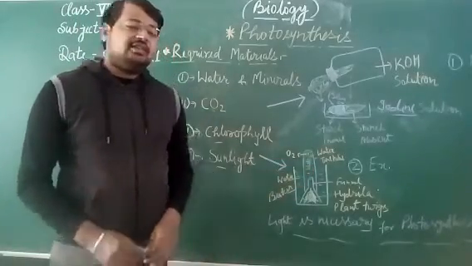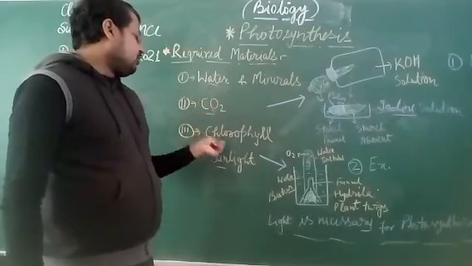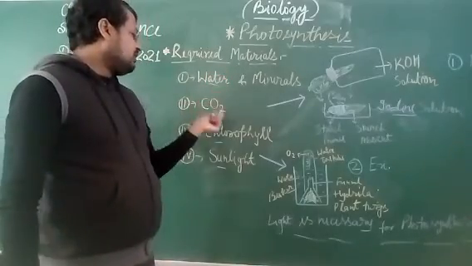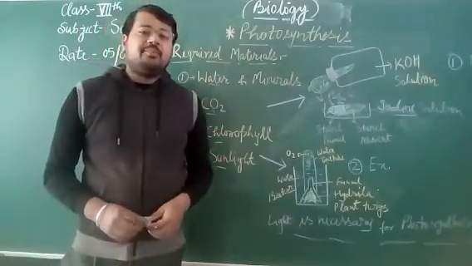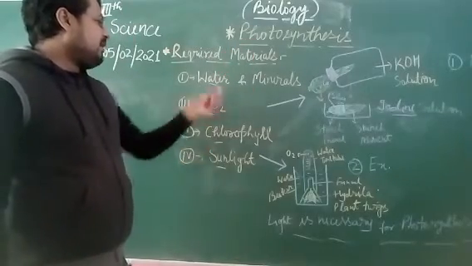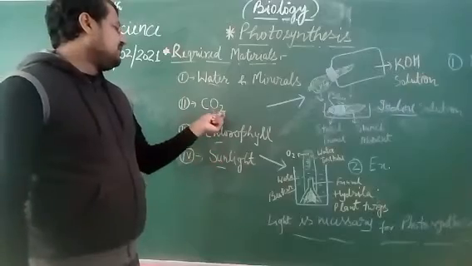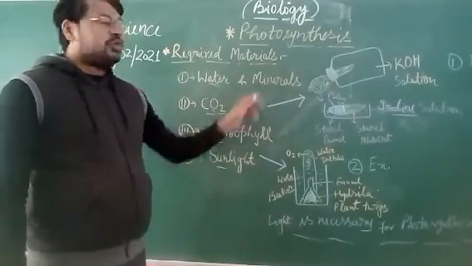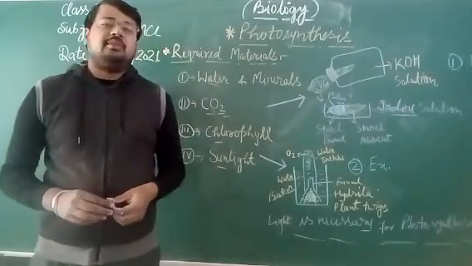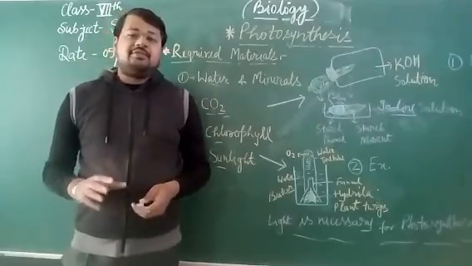If sunlight is not there, despite the availability of water, CO2 and chlorophyll, no photosynthesis will take place. So all these four things are very important for the process of photosynthesis. If any one of these four required materials is absent, the whole process of photosynthesis will be checked and there will be no oxygen formation, and the level of oxygen in our atmosphere will go down.